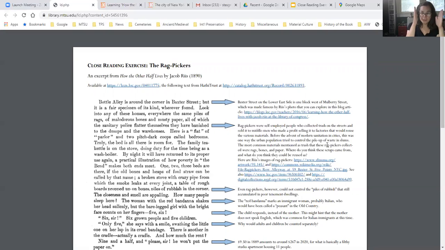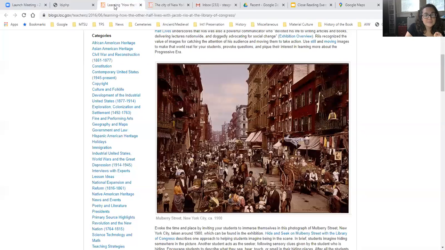It's good, however, the first time to just read the text itself through first and then go back and reread it, adding the notes, following the arrows, like this. Bottle Alley is around the corner in Baxter Street, but it is a fair specimen of its kind wherever found. So the note says, Baxter Street on the Lower East Side is 1 block west of Mulberry Street, which was made famous by one of Riis's photographs that you can explore in this blog article.